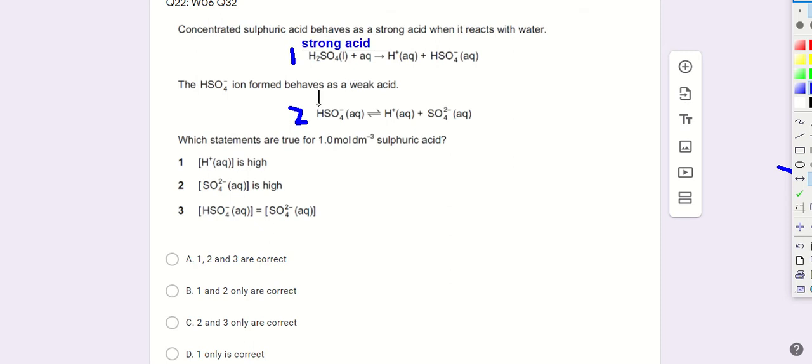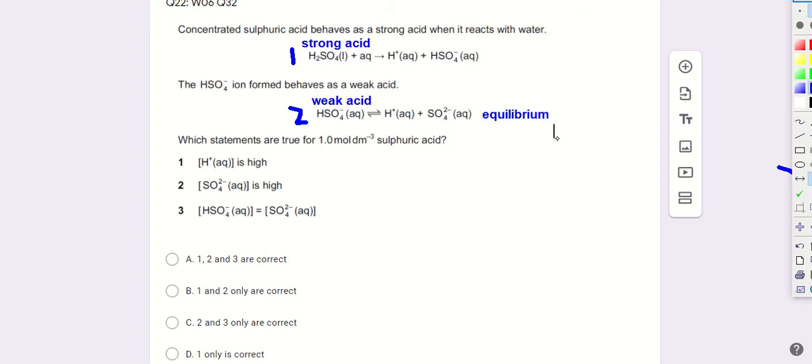So that is what it means by complete dissociation. But HSO4 minus, the hydrogen sulfate ion, is a weak acid. So we no longer see a full arrow, we see the double arrow. That means this is reversible. Okay, we get equilibrium in the solution. Equilibrium between this hydrogen sulfate ion, hydrogen ion, and sulfate ion. Okay, and this is not complete, yeah, because this is a weak acid. Okay, this arrow tells us this is not complete. Equilibrium.